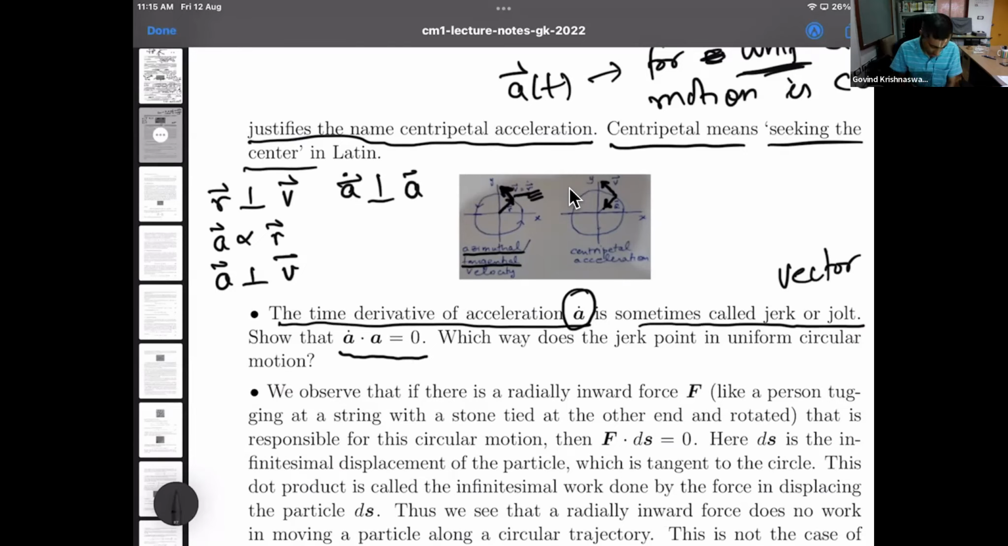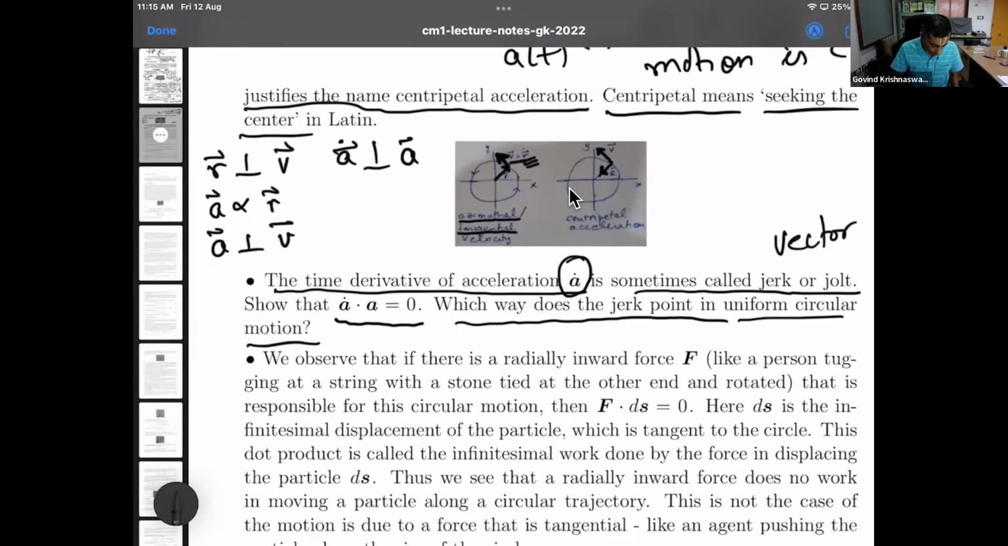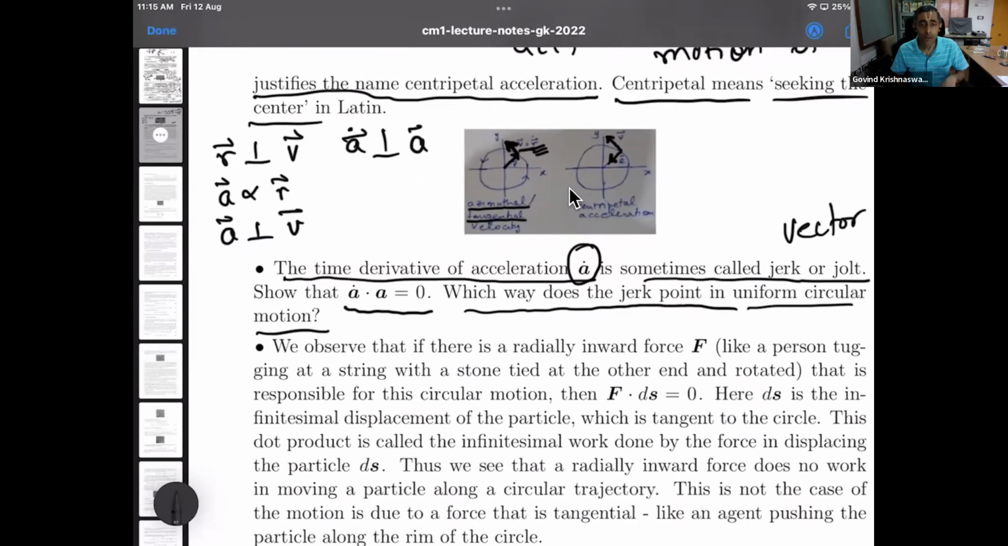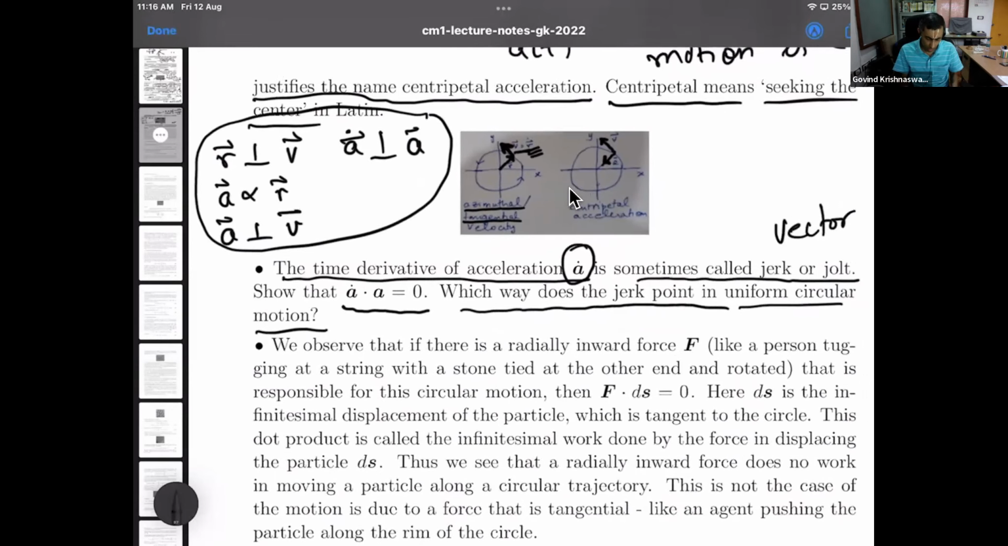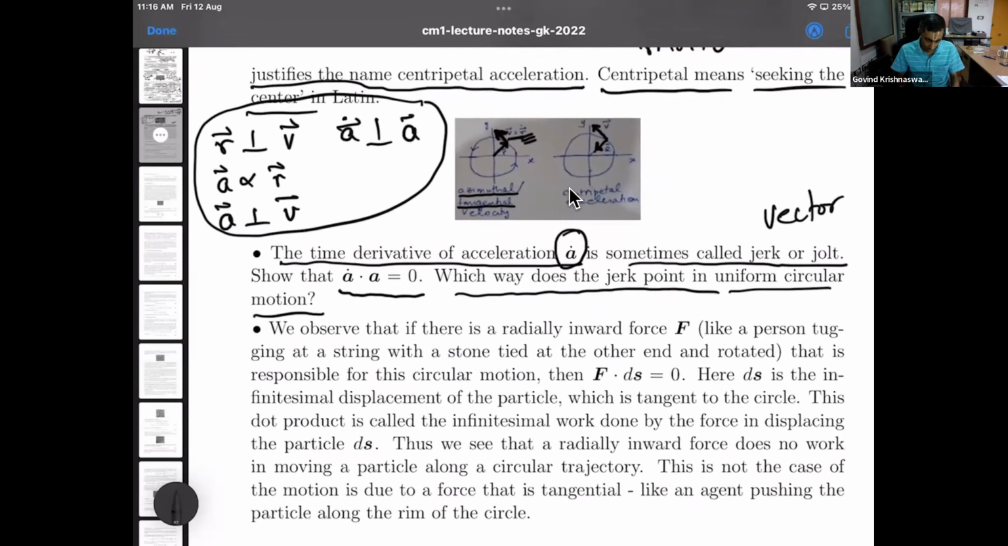I want to emphasize it's a special feature of uniform circular motion. I will also invite you to find out the direction of this jolt vector for uniform circular motion. I will comment more on this interesting sequence of orthogonalities. They are not a coincidence. I will say a little bit more about that. Any questions so far?